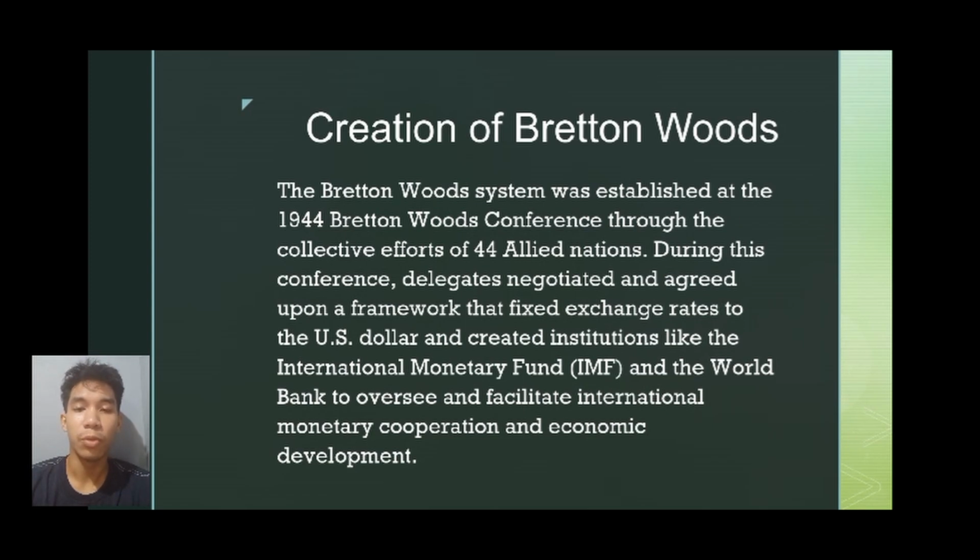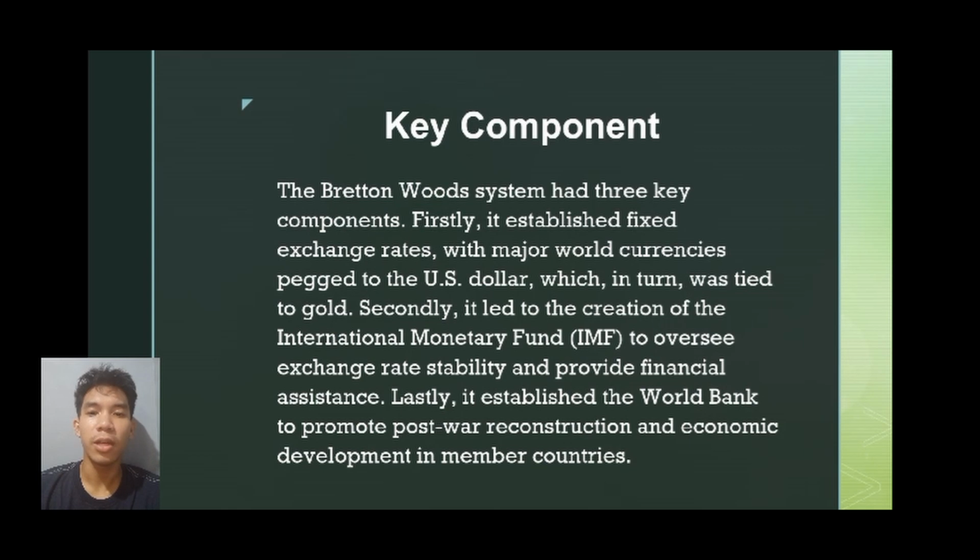Creation of Bretton Woods. The Bretton Woods system was established at the 1944 Bretton Woods Conference through the collective efforts of 44 allied nations. During this conference, delegates negotiated and agreed upon a framework that fixed exchange rates to the dollar and created institutions like the IMF and the World Bank to oversee and facilitate international monetary cooperation and economic development. The Bretton Woods system had three key components.